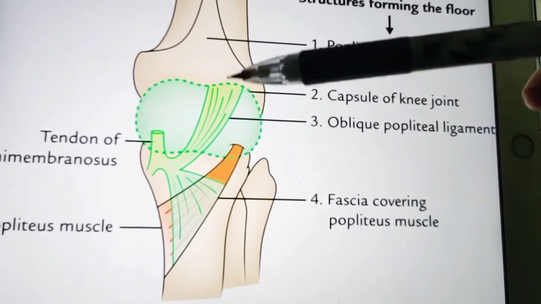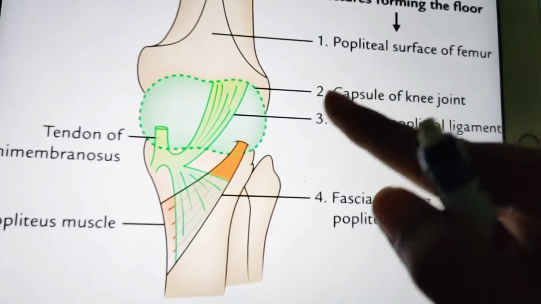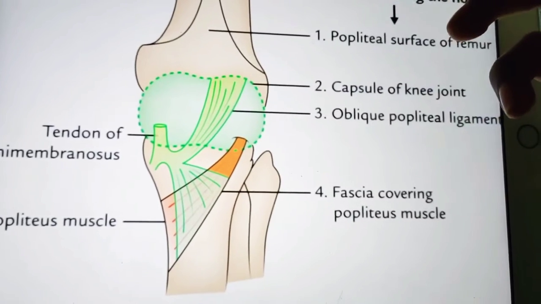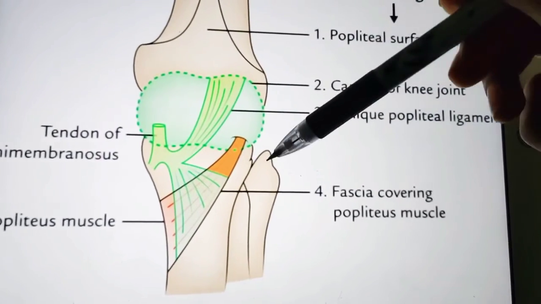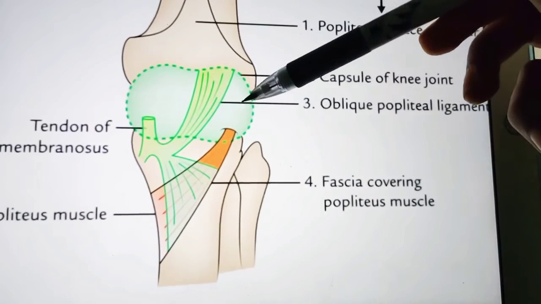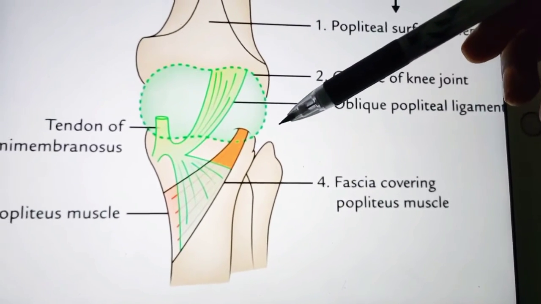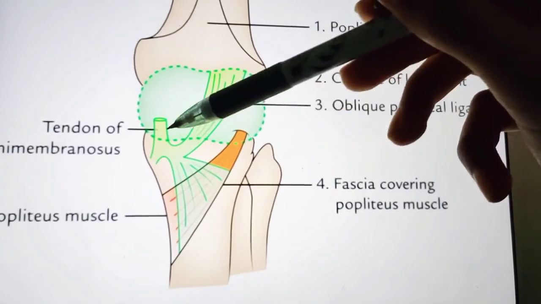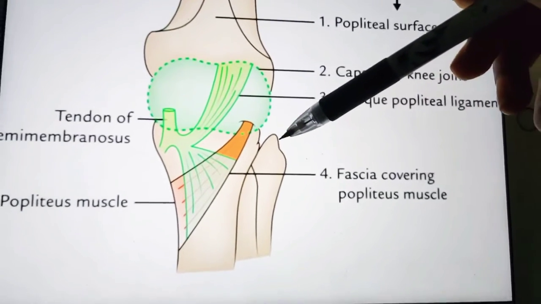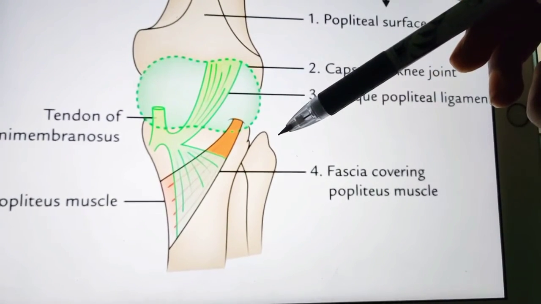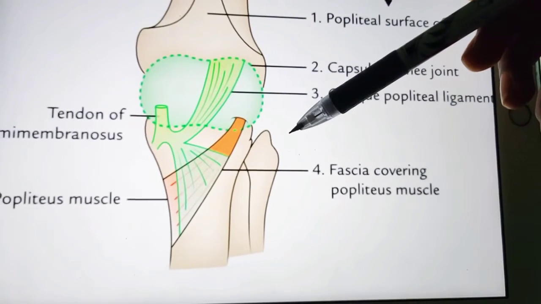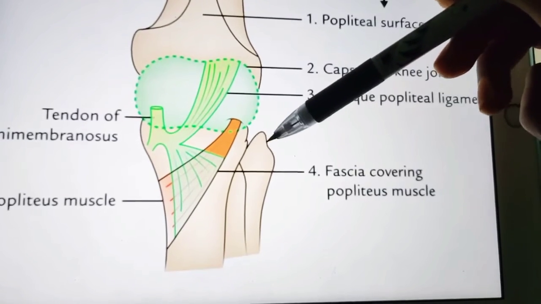The head of fibula is a bony prominence situated just below the posterior lateral aspect of the lateral condyle of tibia. If you see, on the upper side you will have the head of fibula. This is the medial condyle of tibia, this is the lateral condyle of tibia. So just below the posterior lateral side of the lateral condyle of tibia, you will find the head of fibula. Okay, so this is the posterior aspect of the lateral condyle of tibia. Now come to this side, the head of fibula.